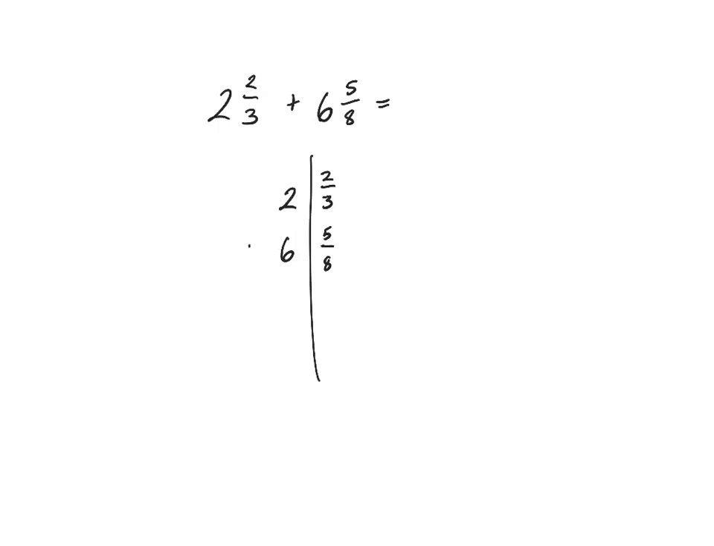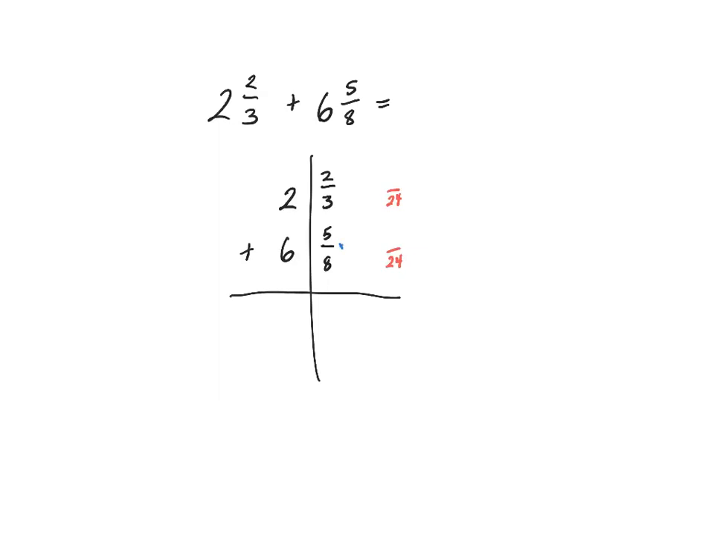Let's look at another example. So let's say I have 2 and 2/3 plus 6 and 5/8. Again, writing it vertically, 2 and 2/3, 6 and 5/8. This is an addition problem. So my common denominator for 8 and 3, I'm going to use 24. They both go into 24. It is a common multiple of them.